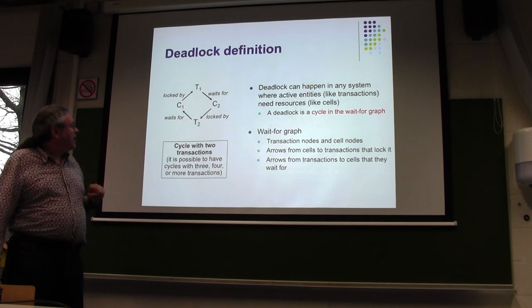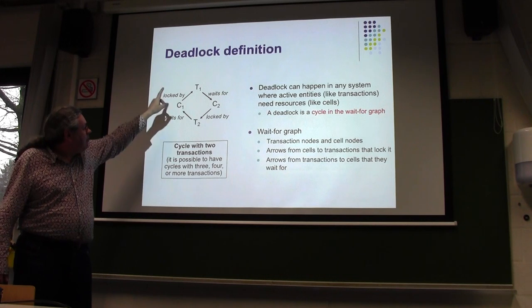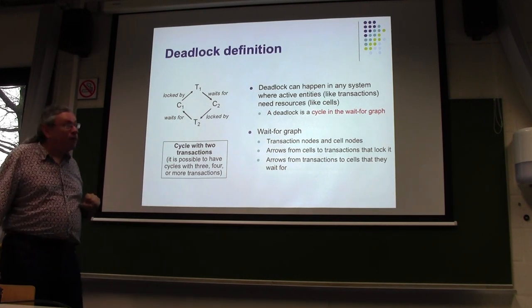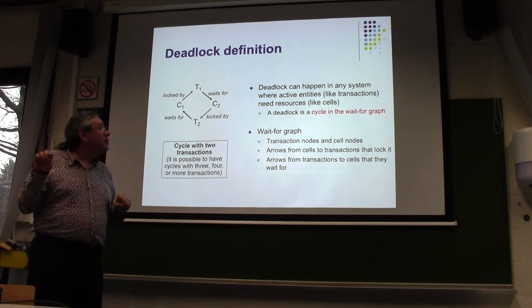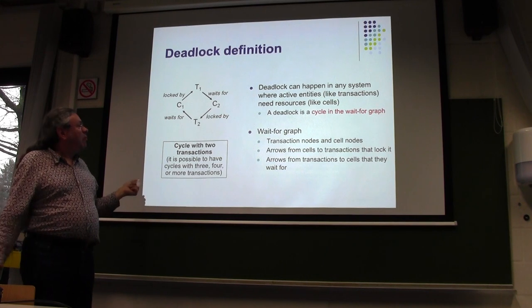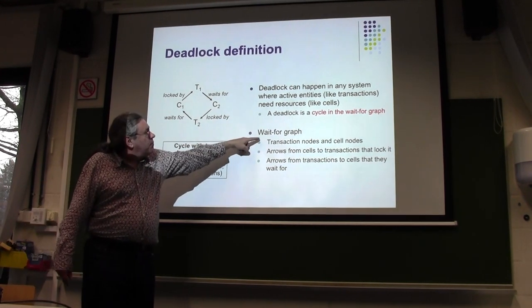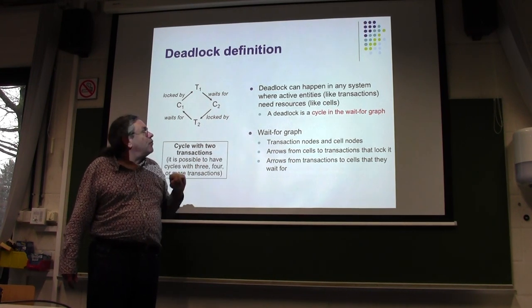So here's a cycle with two transactions. You can have any number in this kind of cycle. In the example of the cars, it's a cycle with four active entities, but you can have them with any number. Okay, so you see this is it. You have to be very precise. This is a formally defined thing, the wait-for graph.